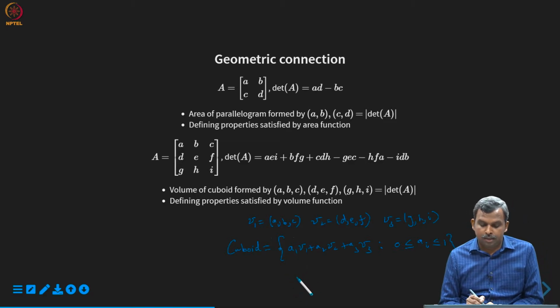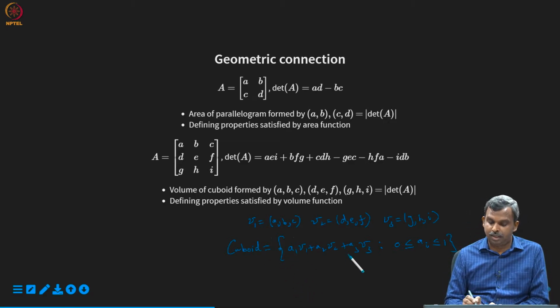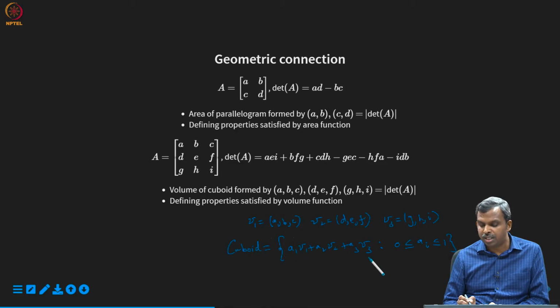Okay, so that's the cuboid. This is also how the parallelogram was defined. You can go back and see the parallelogram: it was the set of all linear combinations, but each Ai has to be between 0 and 1. You're not allowed to let Ai go wherever it wants. So if you make all possible combinations, you will get the cuboid. That's the definition of the cuboid.